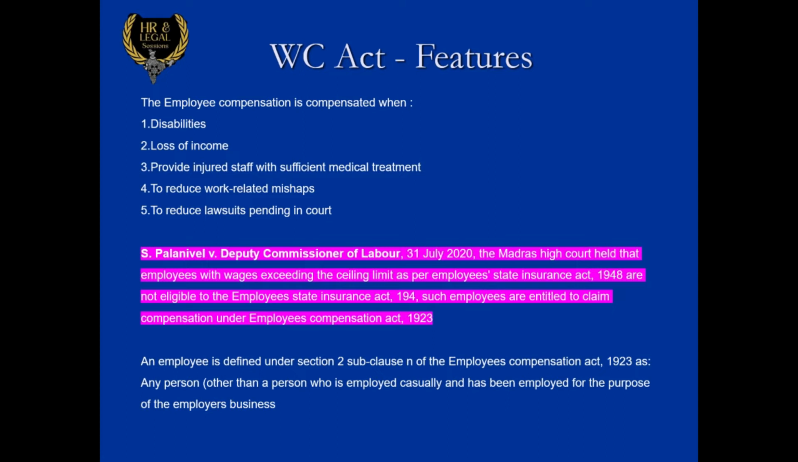An employee is defined under section 2 of the Employee State Insurance Act as any person other than one who is employed casually, and who has been employed for the purpose of the employer's business. Whoever comes and goes every day and is not covered under the employee definition of the Factories Act as well as the ESI Act does not come under the Employee Compensation Act. So, whoever works for the company regularly and is on the muster roll of the company can be enrolled into the Employee Compensation Act. Other people will be covered under the Personal Accident Policy or some other policies.